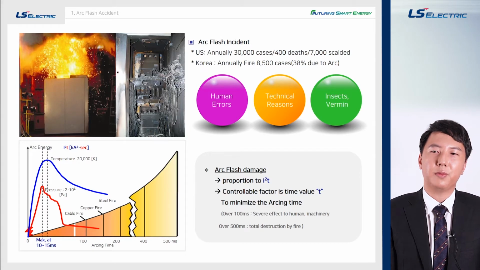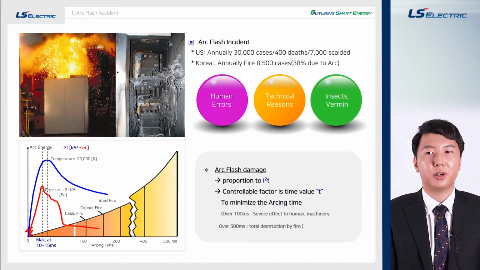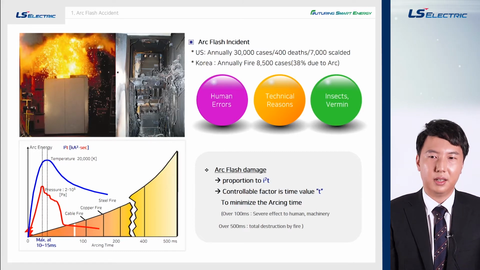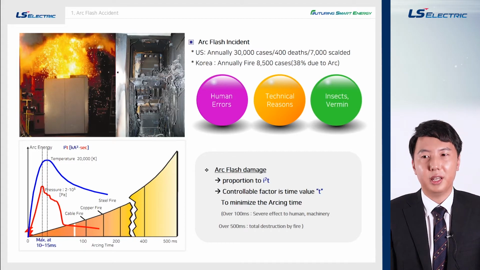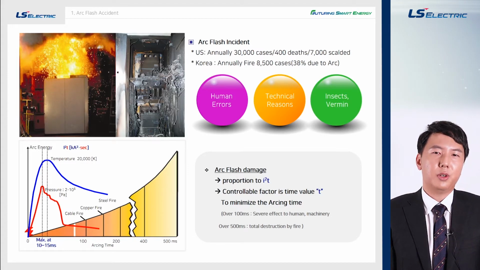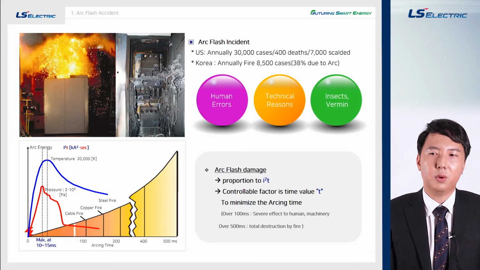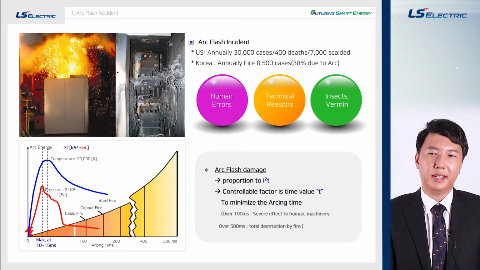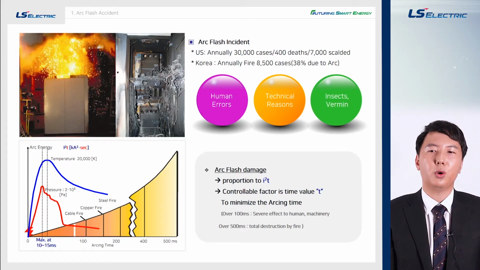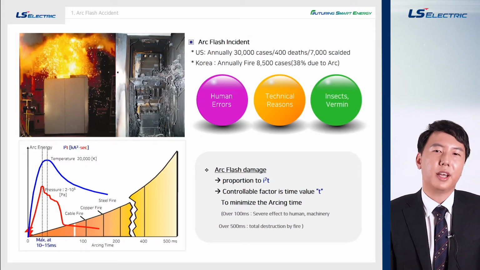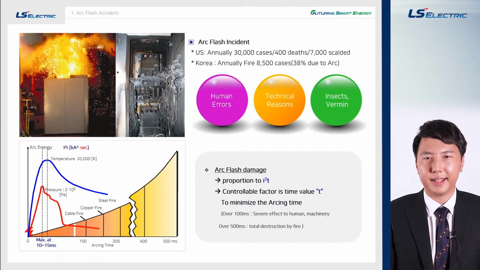Also, at the bottom left of the picture, you can see the arc energy graph. After an arc flash, the maximum value of the pressure and temperature occurs in 10 to 15 milliseconds. If we assume that the arc flash is protected by the combination of a protection relay and the circuit breaker, the trip time will be around 70 to 80 milliseconds, which is too late to extinguish the arc inside the switchgear. The short circuit current value is calculated by the total sum of the impedance in the electrical system, which means the only way to reduce the arc energy is reducing the arcing time.